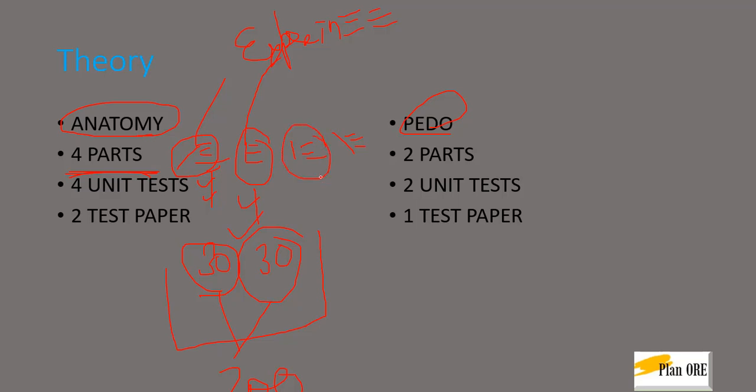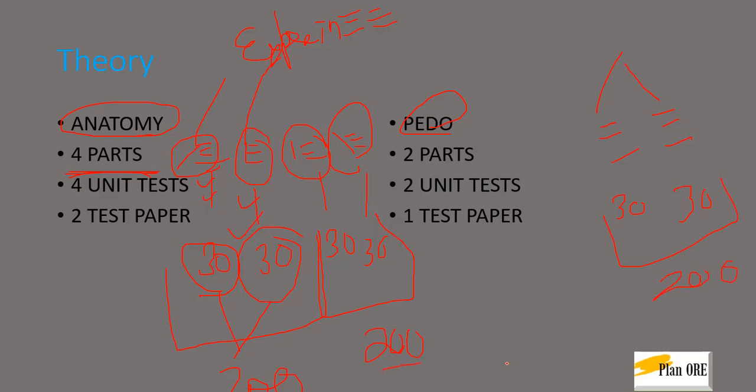The third will be similar, then the fourth, and then again a test paper with both the topics. For a smaller subject, it will be divided into 2 parts, and after every part there will be a unit test, and after both the unit tests there will be a combined test paper of 200 questions.